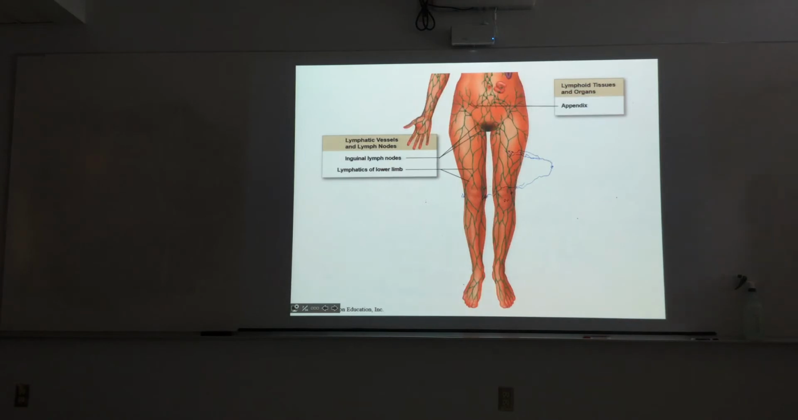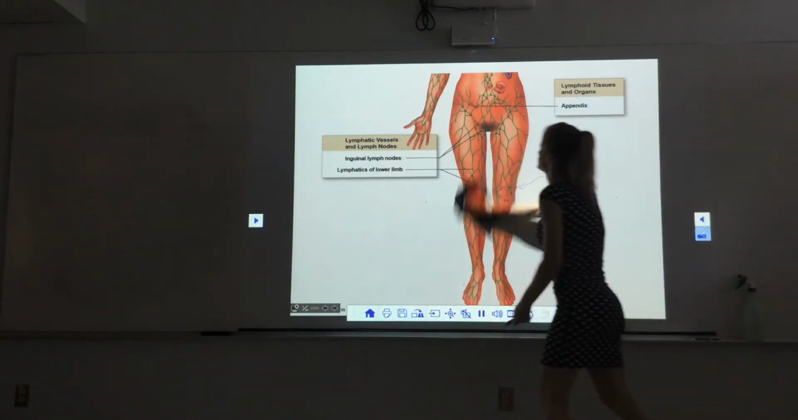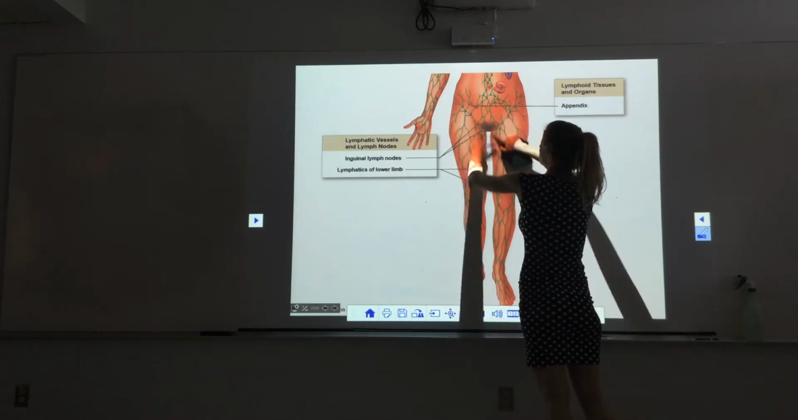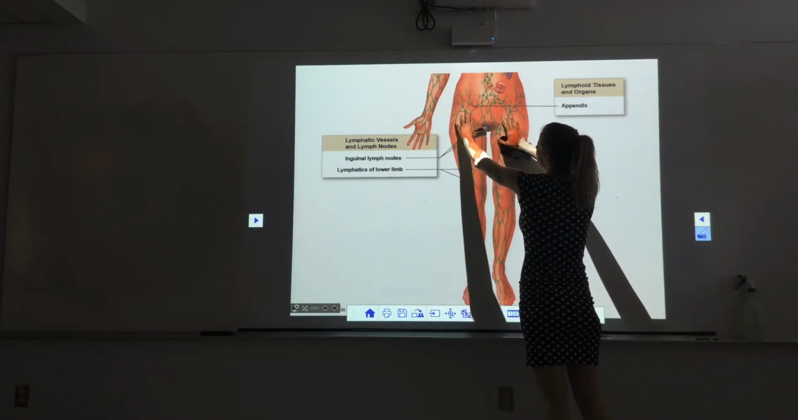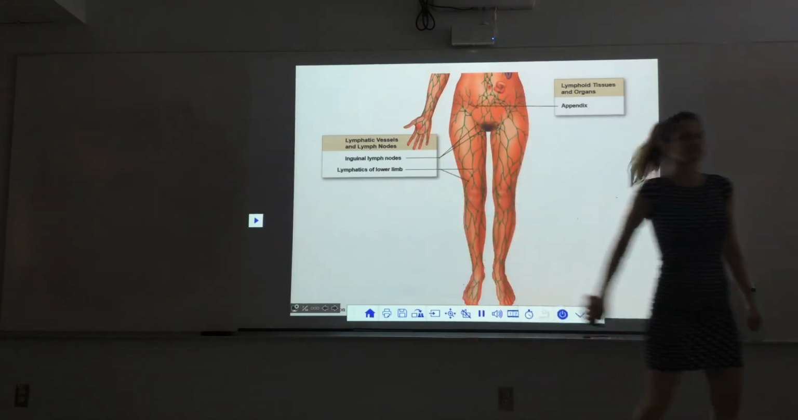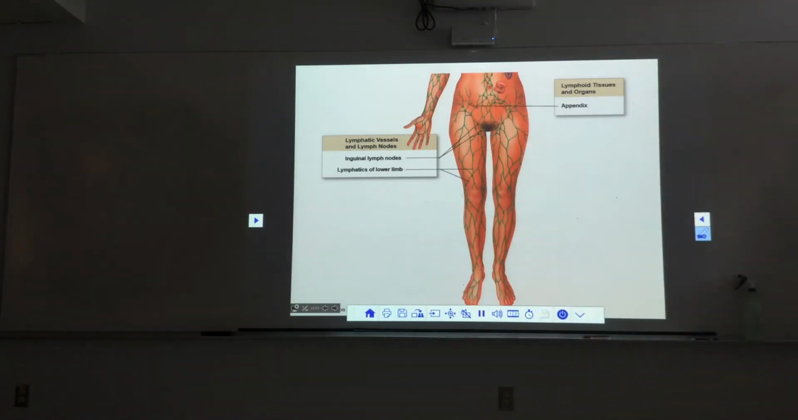This is just showing you the bottom, just the vessels that are going through the legs. And then again, you'll see that we've got clusters of lymph nodes present at the inguinal area and then also around the pelvic area.